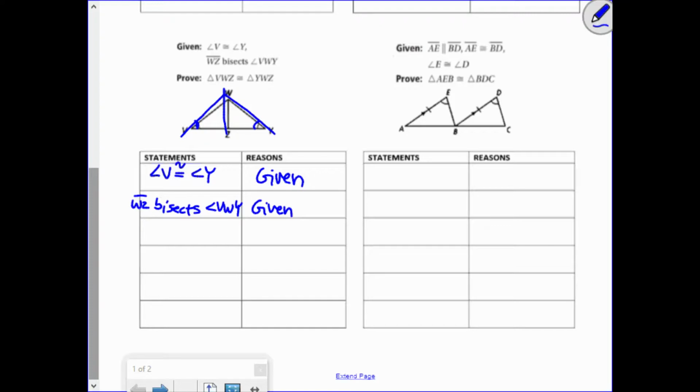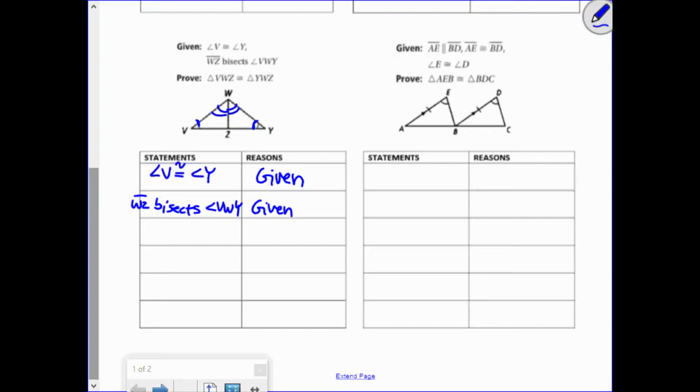So if this segment is cutting the angle in half, that means I have two congruent halves to add into my picture. So I'm going to go ahead and clear this away. I'm just going to make it a little bit neater. I already knew that these were equal. And then with the bisect idea, I can now say that these two angles are equal as well. Okay? So that's where the bisect comes into play here. So that would be our next line in the proof.